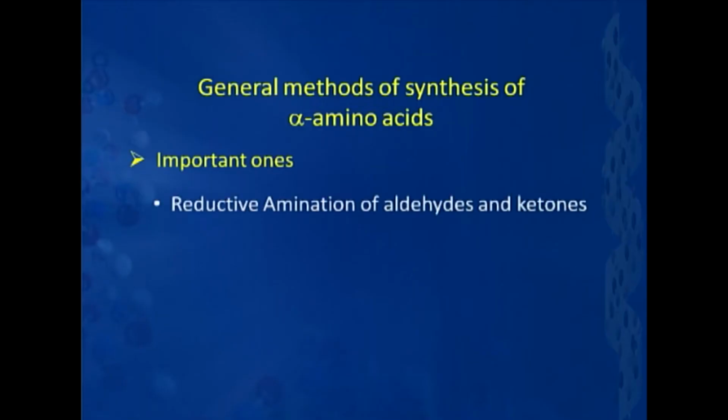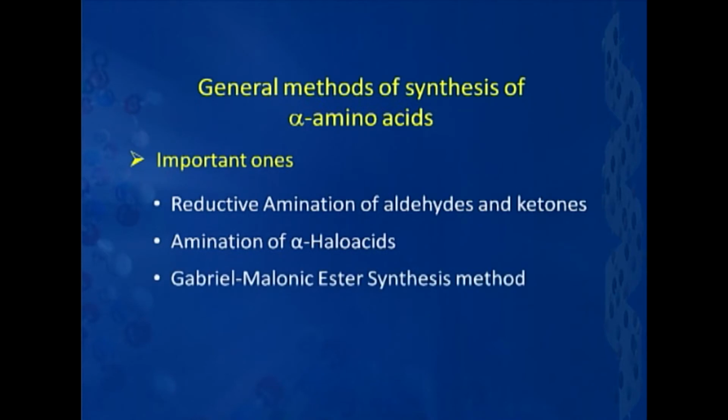Okay. Now, let us make a beginning by starting with the general methods of synthesizing alpha amino acids. There are a number of methods available to synthesize alpha amino acids, but the important ones are as follows. The first one we will be taking up is reductive amination of aldehydes and ketones. The second one is amination of alpha halo acids. The third one is Gabriel malonic ester synthesis method, and the fourth one is Strecker synthesis. So, there are four methods which are used very often nowadays to synthesize alpha amino acids. We will take up these one by one.